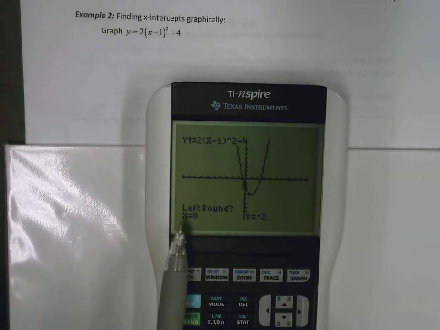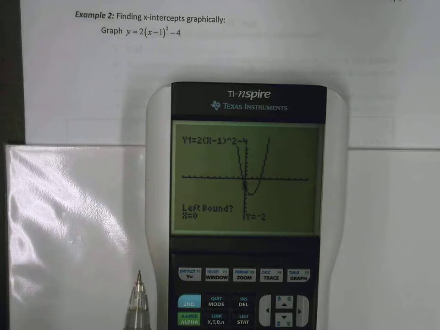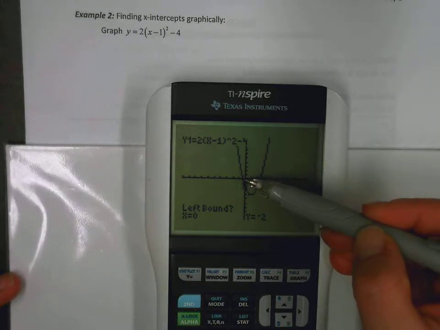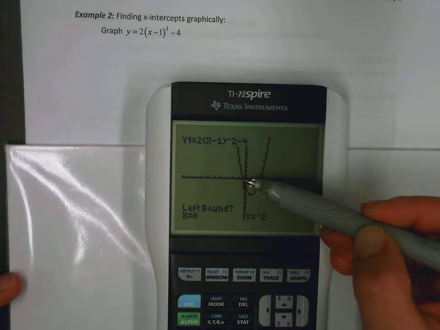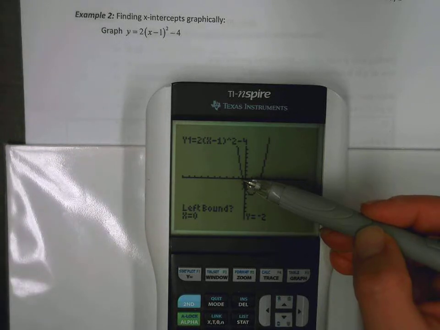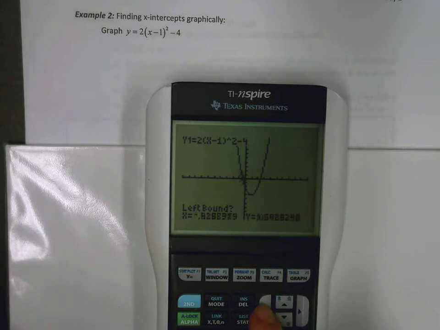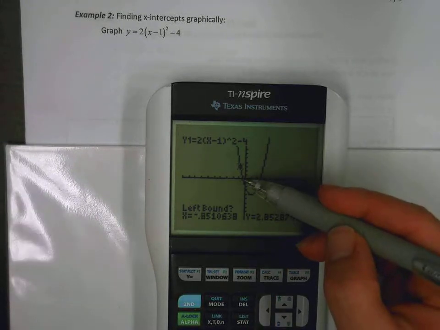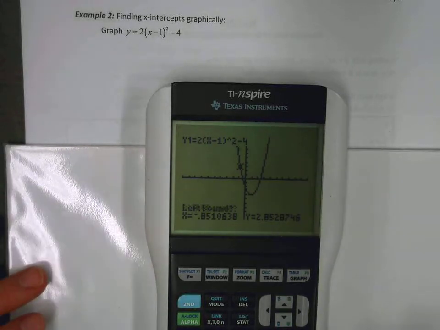So what your calculator needs from you is a left-bound entry of the point you're looking for and a right-bound entry. So if this is the point that I'm looking for, this x-intercept, I need to move my cursor to the left of that point. And you move your cursor using your left and right buttons, never your up and down. So I'm going to move this cursor to the left of this point. As long as it's to the left, it doesn't have to be super close to it. I'm going to hit enter.